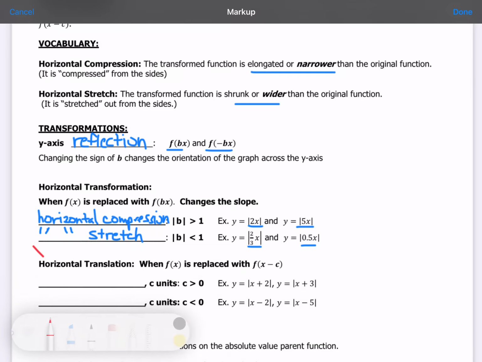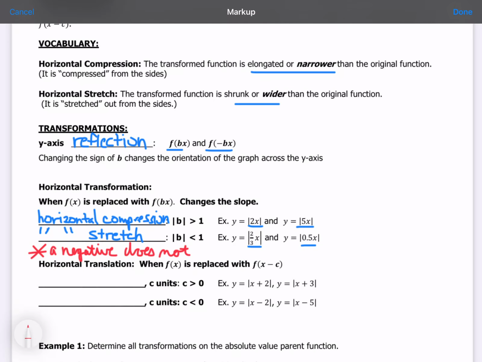And just so you know, a negative does not mean it has to be a horizontal stretch. It could be, but it doesn't always mean it. Okay?